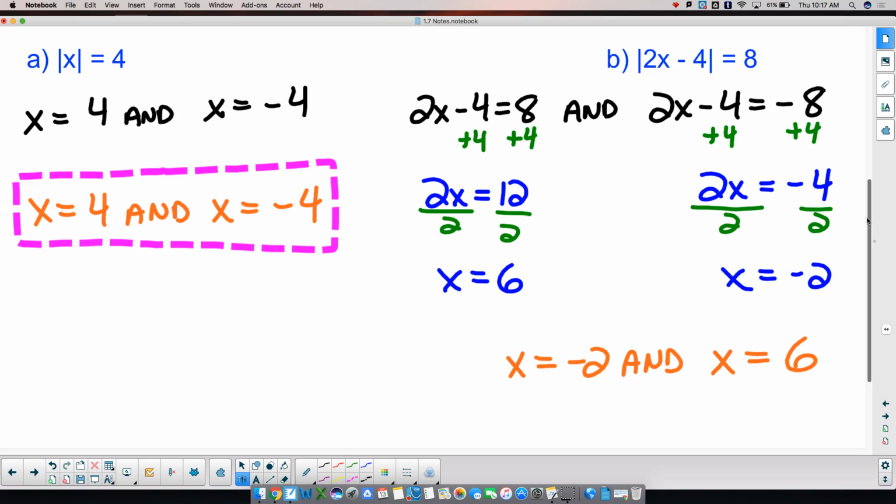-2 times 2 is -4, minus 4 is -8. Absolute value of -8 is 8. Is 8 equal to 8? Yes. 6 times 2 is 12, minus 4 is 8. Absolute value of 8 is 8. Is 8 equal to 8? Yep.